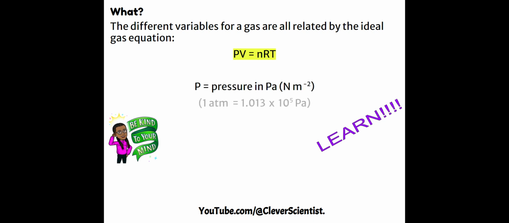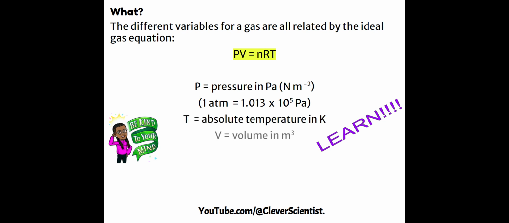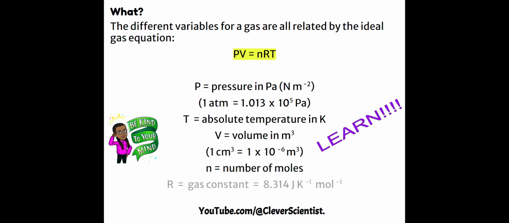Now, the ideal gas equation shows the relationship between all the variables which we need to consider when we're looking at gases in chemical reactions. So PV equals nRT. I can hear a song already about that one. I think I'll have to go and make one.